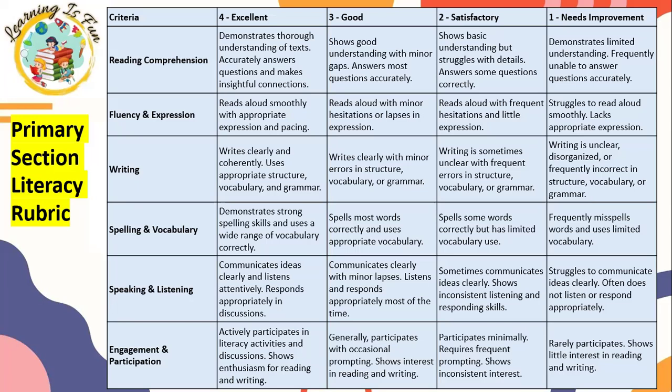Now for good, students show good understanding with minor gaps and answer most questions accurately. These children will come in good. Satisfactory: show basic understanding but struggle with details, answer some questions correctly. Needs improvement: demonstrates limited understanding, frequently unable to answer questions accurately. Now you will come to know how the students' criteria you have put over there according to your objectives.